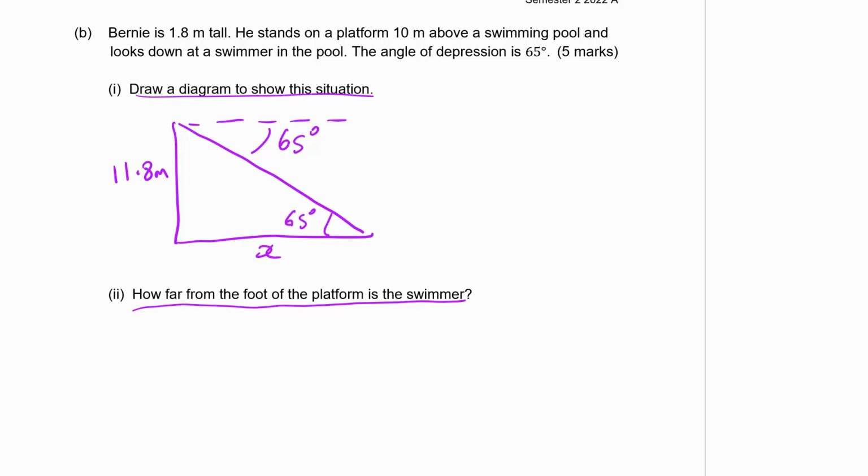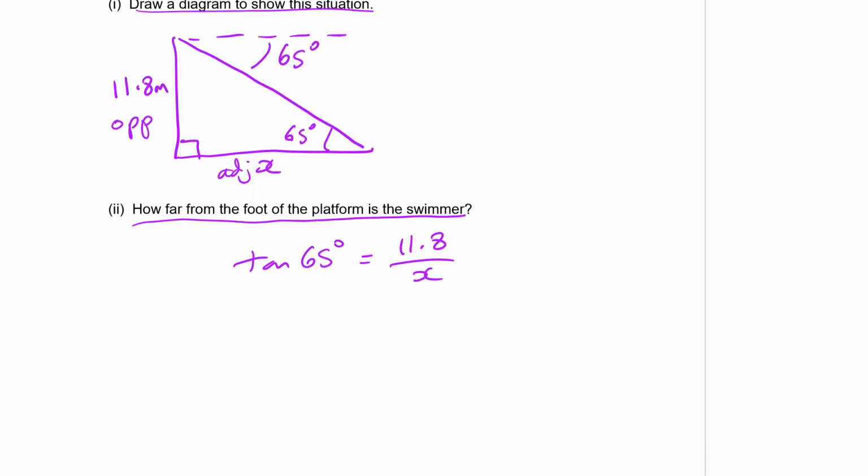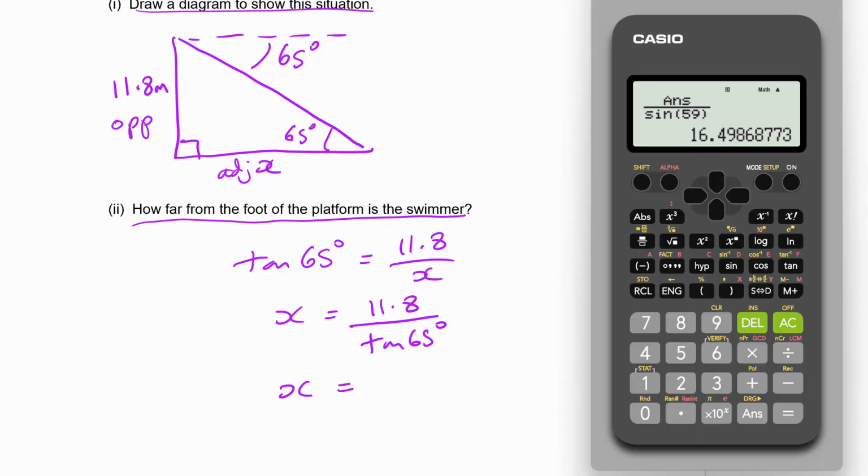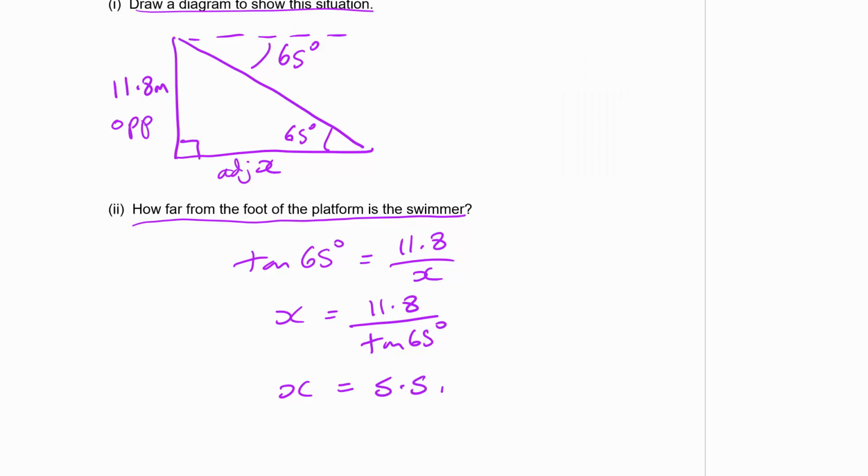So we want to find this. Now this would be a right angle, and this would be the opposite, and this would be the adjacent. So tan 65 is equal to the opposite divided by the adjacent. Again, we know the x and the tan 65 swap in this situation. So we get this. And so we just need to do 11.8 divided by the tan of 65. And that gives me 5.5 meters.